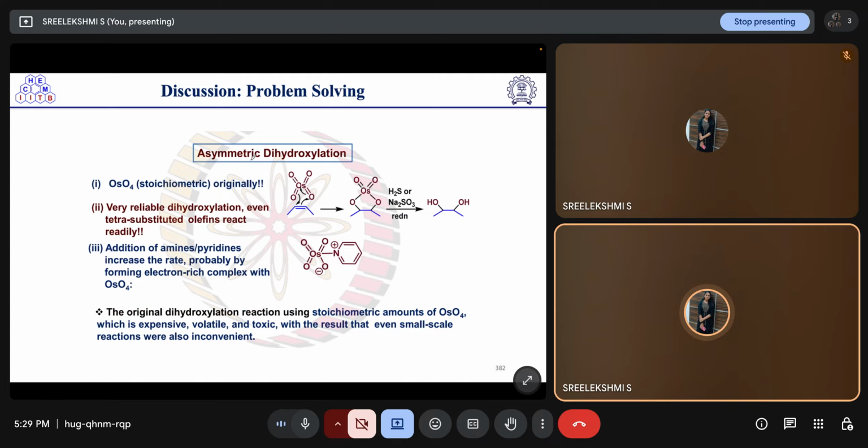Now, the next reaction was asymmetric dihydroxylation using stoichiometric osmium tetroxide, which was used originally. So, this is a very reliable dihydroxylation. Even tetrasubstituted olefins react easily. And if we use amines or pyridines, it increases the rate, probably by forming an electron-rich complex with osmium tetroxide. So the original dihydroxylation reaction using a stoichiometric amount of osmium tetroxide was expensive, volatile, and toxic, with the result that even small scale reactions were inconvenient.